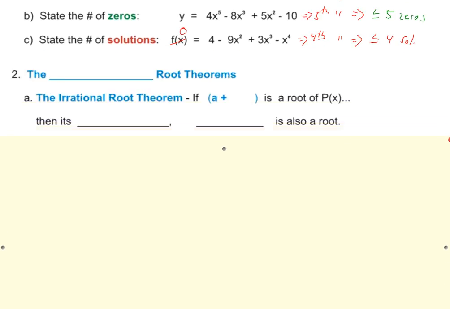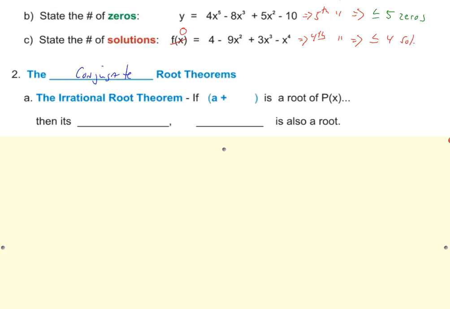So that brings us then to number 1, the conjugate root theorems. All right, we've talked about conjugates before. I'll refresh your memory in a second. So there's a couple conjugate root theorems. The first one is the irrational root theorem.